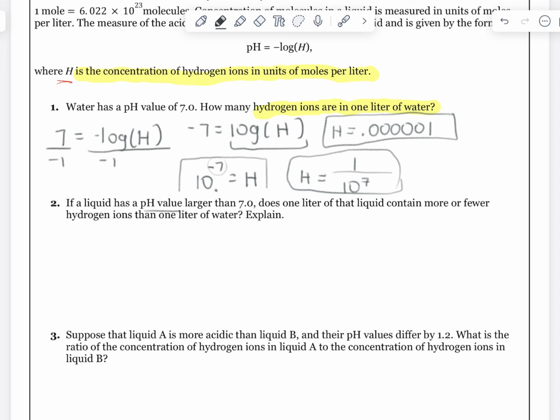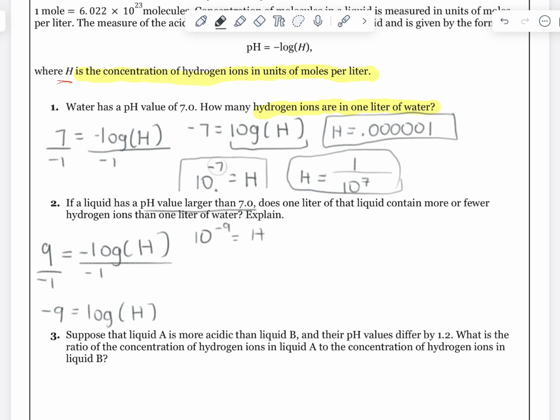What is a pH value larger than 7? I don't know. Maybe a pH of 10. Actually, let's do a pH of 9. So substitute pH with 9, and now we have 9 equals negative log of H. Divide both sides by -1. And now we have -9 equals log of H. And 10 to the power of -9 equals H.